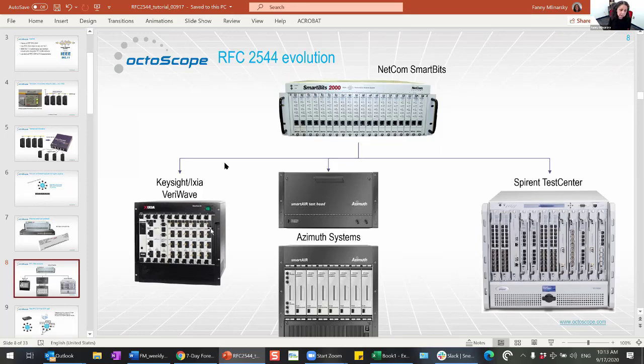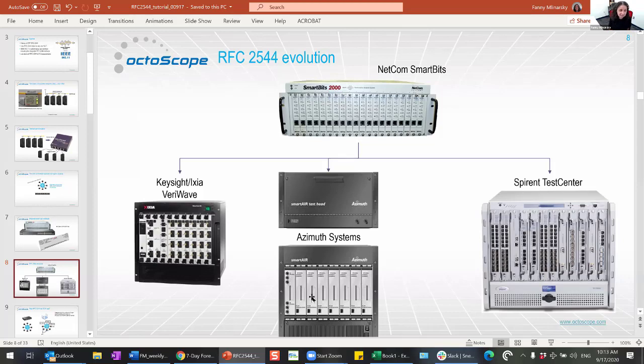And then some folks who left Ixia later on became VeriWave. They brought some of this RFC 2544 into 802.11.2, but we're getting there. And then I founded Azimuth Systems back in 2002.